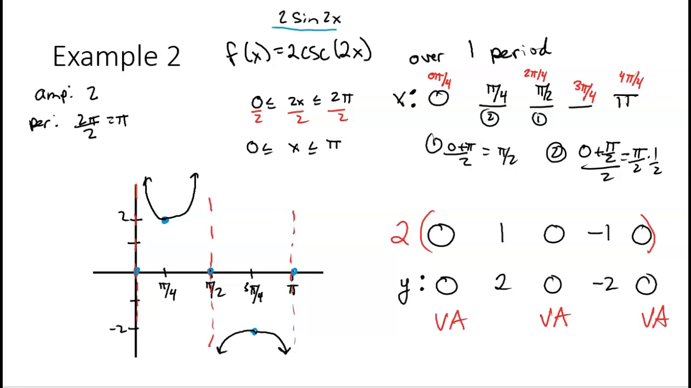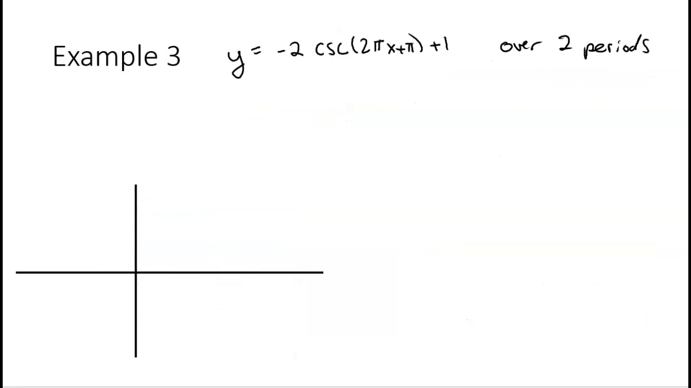All right, so now we've seen it with a value, we've seen it with a b value. Let's go ahead and add all 4 things in for cosecant, and let's also change our period. Let's make it over 2 periods. All right, so example number 3, y is equal to -2 cosecant of 2 pi x plus pi, add 1, graph it over 2 periods. So again, this is the reciprocal of sine.